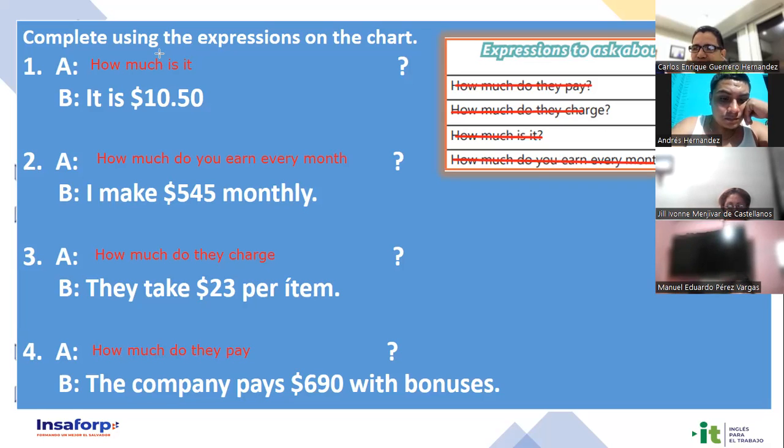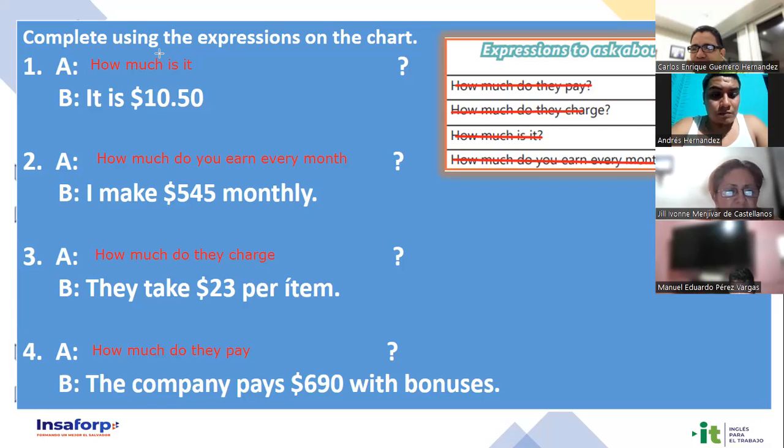Now, Jill, your letter A in number 2. And Beatriz, your letter B in number 2. Ready? 1, 2, 3, action. How much do you earn every month? I make $545 a month. That in El Salvador is not good, right? Because we need more money. We need more money. Yeah, eso ya no alcanza. Okay, like the gasoline is going, the prices are going up. So we need more money, right?